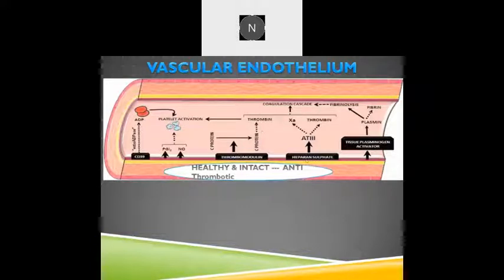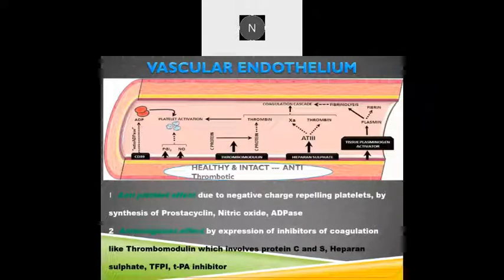So there are anti-thrombotic factors in the form of heparan sulfate, thrombomodulin, CD39, prostaglandin, nitric oxide. All these things are there to prevent thrombus formation. And the antiplatelet effect is due to the negative charge repelling platelets, just like in the kidneys where albumin is prevented from getting filtered by the negative charge in the basement membrane and the glomerular structures. There is negative charge repelling platelets, and synthesis of prostacyclin, nitric oxide and ADPase.